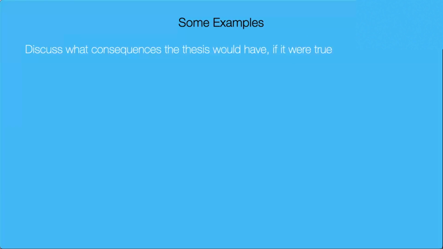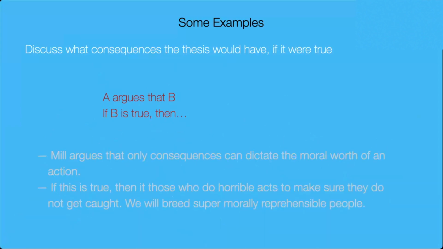You can discuss what consequences a thesis would have if it were true. So A argues that B, and then you can make the argument that if B is true, then, etc., etc. So John Stuart Mill argues that only consequences can dictate the moral worth of an action. So we only take consequences into effect. And you can say, okay, Mill is good. His argument is persuasive. I can't find any logical issue with it.